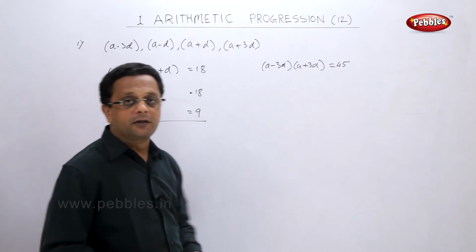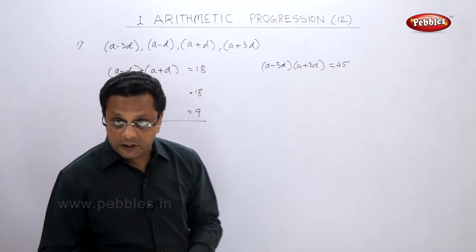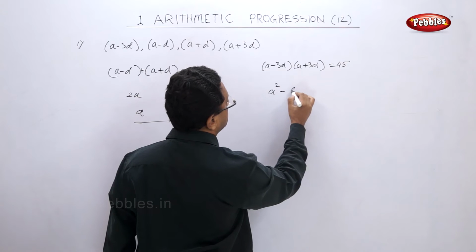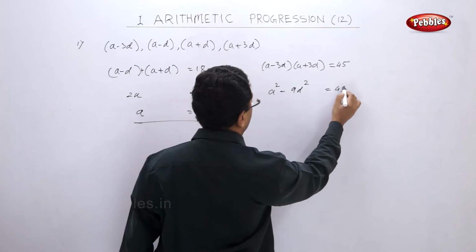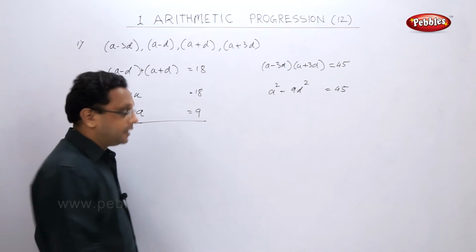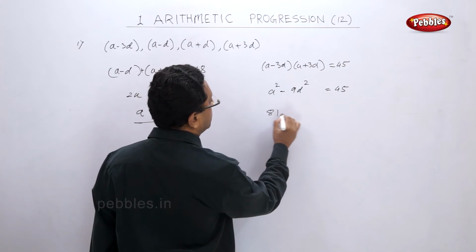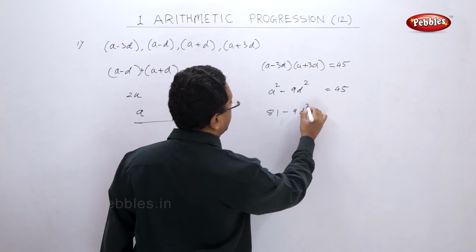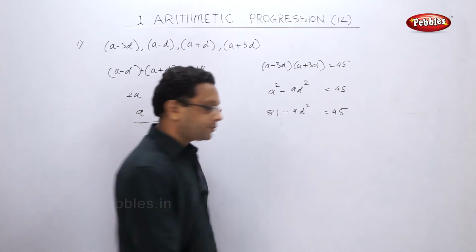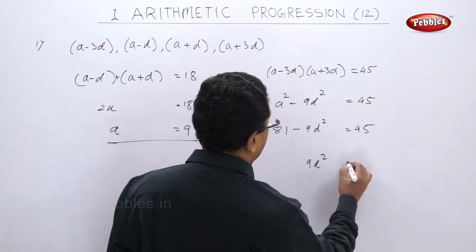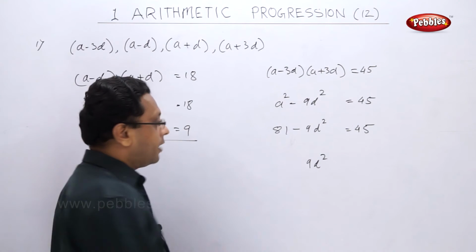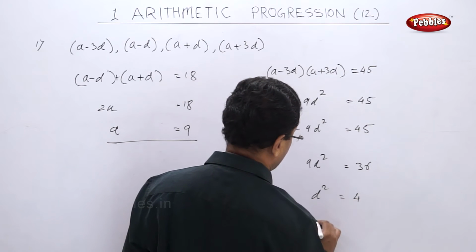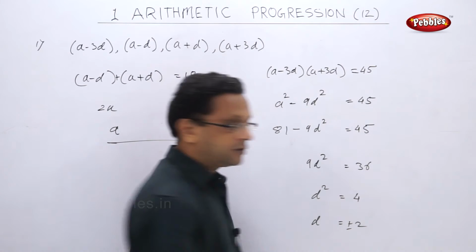Is it not like (a plus b) into (a minus b) is equal to a square minus b square? So here we get a square minus d square is equal to 45. We know that a is 9, so 81 minus 9d square is equal to 45. So we have 9d square is equal to 36, so d square is equal to 4. So d is equal to plus or minus 2.